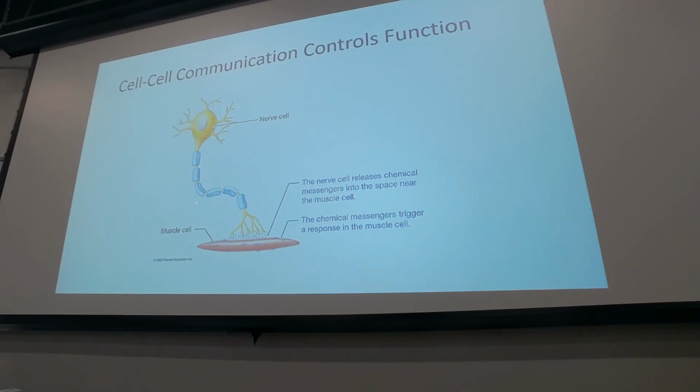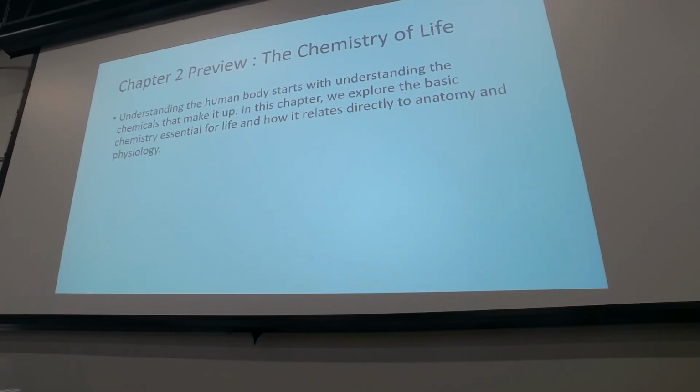So in order to communicate, this nerve cell releases these neurotransmitters. In this case it will be acetylcholine. That acetylcholine binds to receptors in this muscle cell, and this muscle cell will respond. So cell-cell communication promotes function. In this case it will be contraction.